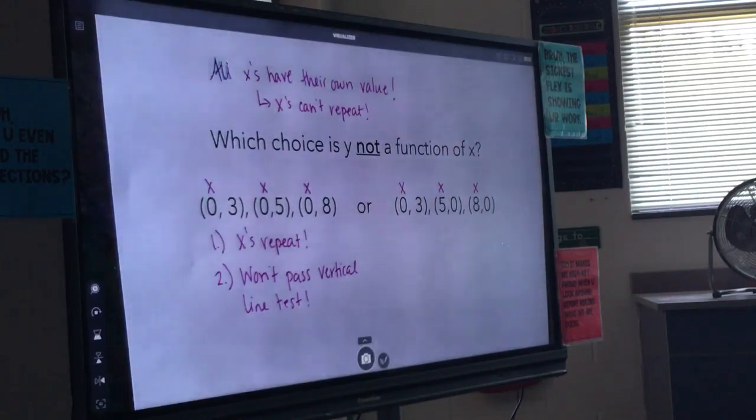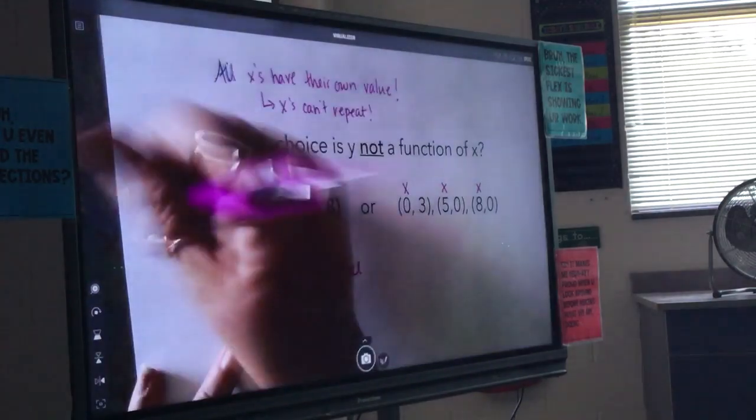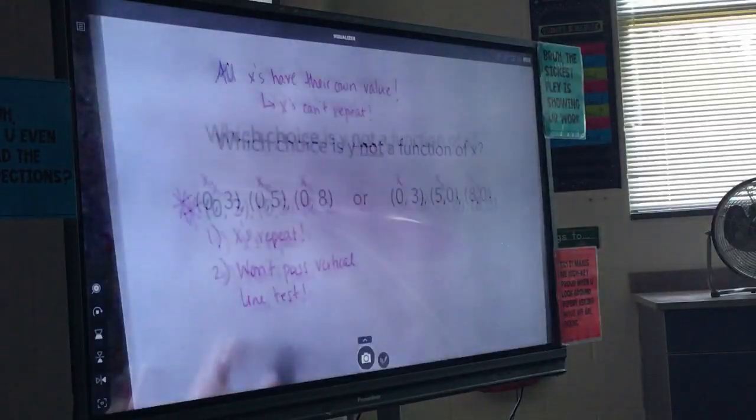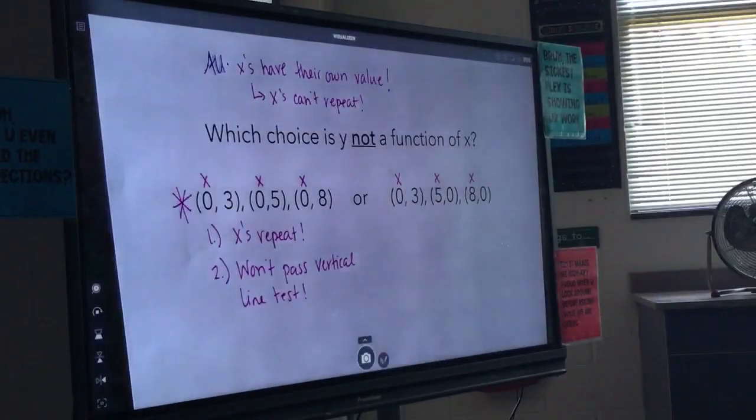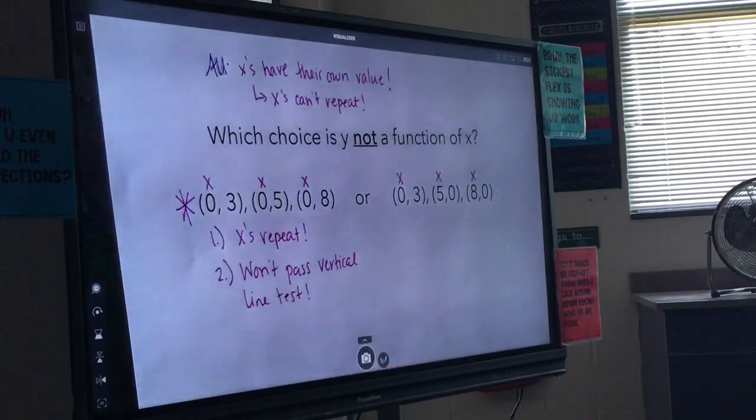Okay? All right, so the correct answer for this one is that. And the reasons are because all the x's repeat, they're all zeros, and that it wouldn't pass that vertical line test. Okay, so please make sure you have this information written down.